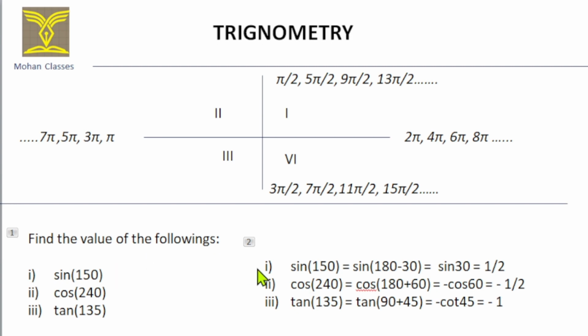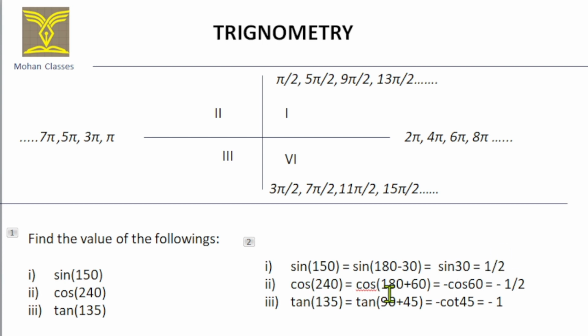Okay, now what about sine 150? Sine 150 is equal to sine 180 minus 30. Sine 180 minus theta is sine theta, so sine 30. Sine 180 minus 30 is coming in the second quadrant, where sine and cosecant are positive. Therefore, the value of sine 30 is half, so plus half.